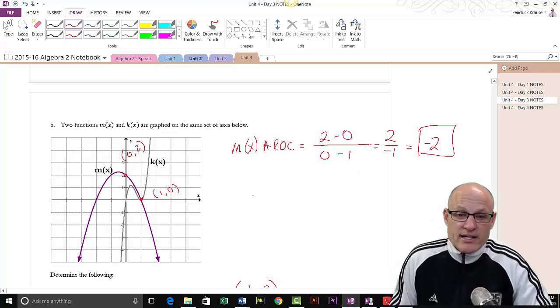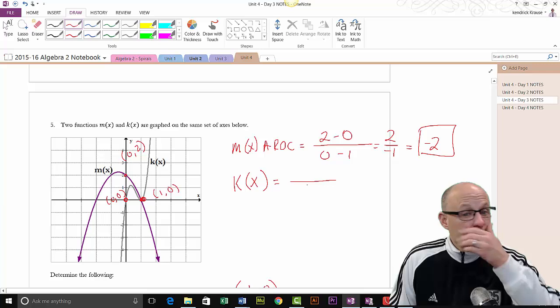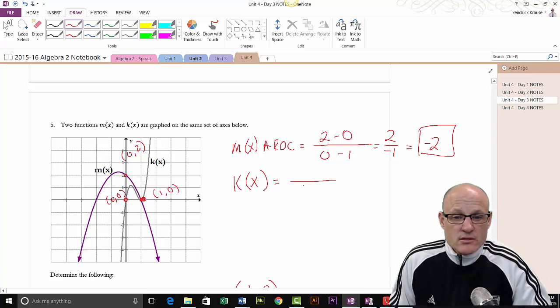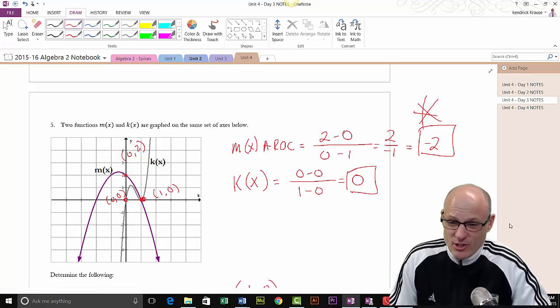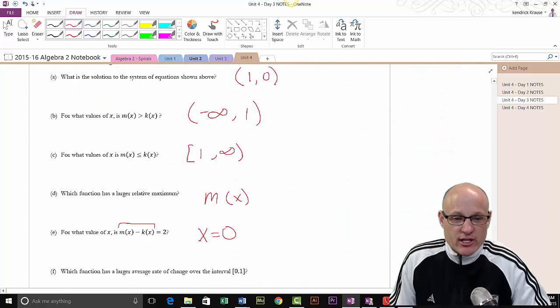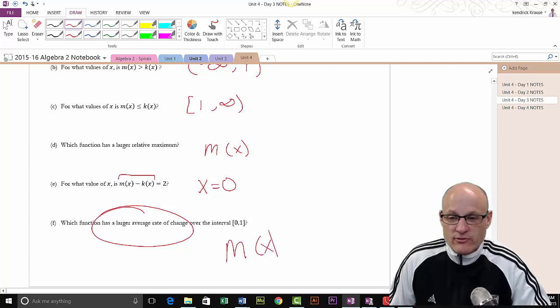That should be obvious. Now the average rate of change for k of x is slightly weird because it goes up positive, then it comes down negative. So we're really going to use this point 0, 0, and 1, 0. So the change in x's is 1 minus 0. The change in y's is 0 minus 0. So this average rate of change is 0. So this one actually has the higher rate of change. Even though it's negative, it's got a larger rate of change. And it just asks for the larger average rate of change. So in this case, m of x would have the larger rate of change.